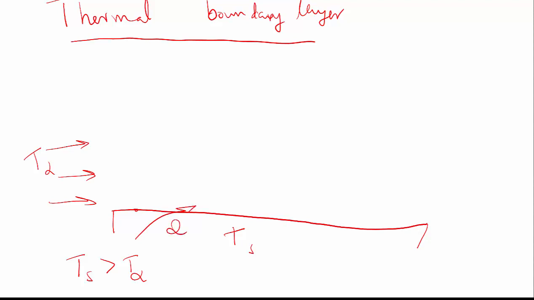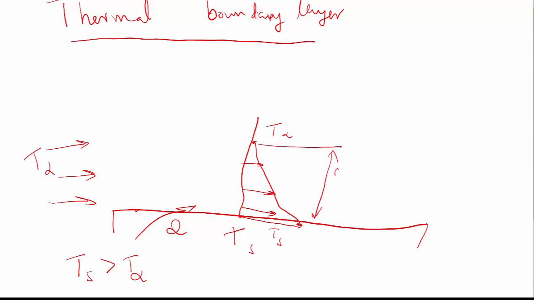At the leading edge, initially the temperature profile at that point is maximum, which is equal to Ts, and as height increases, the temperature gradually decreases and reaches T alpha. Connect the line, and this height is the thermal boundary layer.